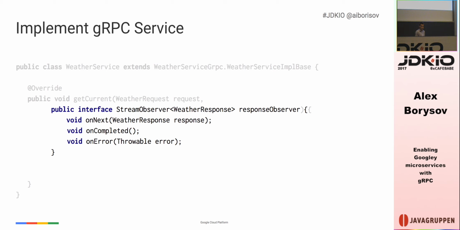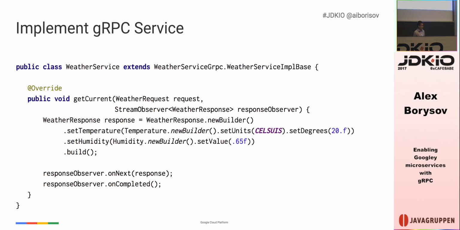And stream observer is one of the key interfaces in gRPC. It's used by both client and server for sending and receiving messages. It has three methods: onNext, onError, and onCompleted. When we want to send a response to our client, we call onNext with a response message. If we want to send an error, we call onError with an exception as an argument. And when we want to complete a stream, we call onCompleted.